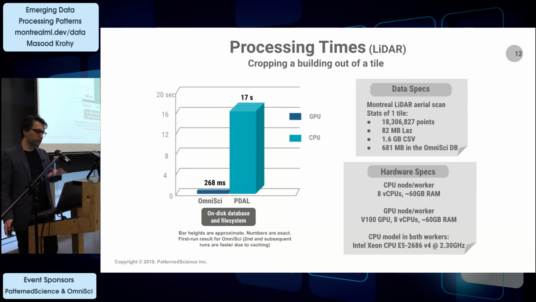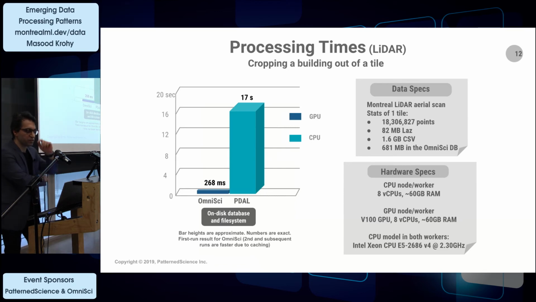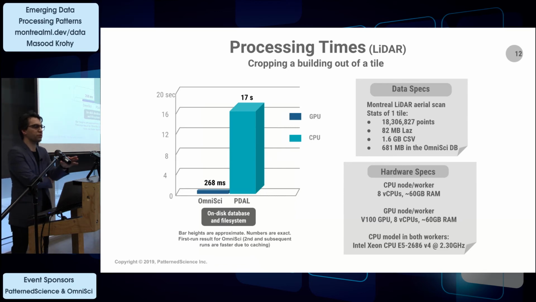Just quickly on the data set at the top right: it's for one tile, around La Fontaine, and the whole of Montreal is, I don't know, maybe 100 or 200 tiles. I'm forgetting the number, but one tile is about 18 million point clouds, 18 million records in the database, which compressed on file is about 80 megabytes of LAS file. If you decompress it to CSV, it would be about 1.6 gigabytes. If you import it into the OmniSci database, it's going to take about 600 megabytes.